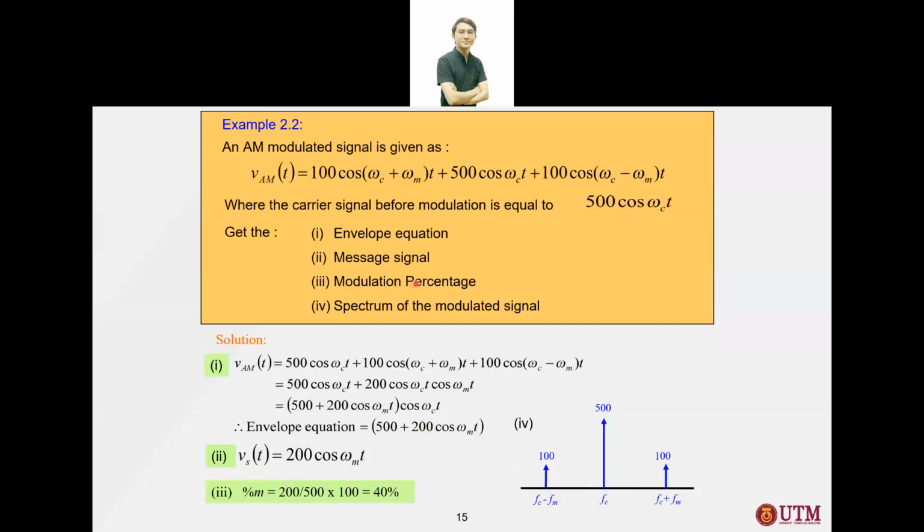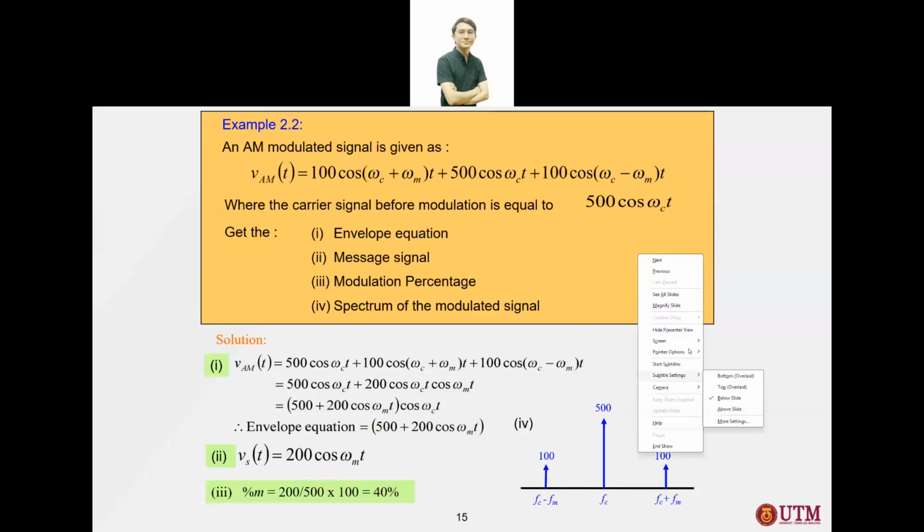And then modulation percentage is easy, it is a ratio. So ratio EM over EC. EM you get 200 divided by EC 500. So you get 2 over 5, times 100 to get percentage. So it's 40%.